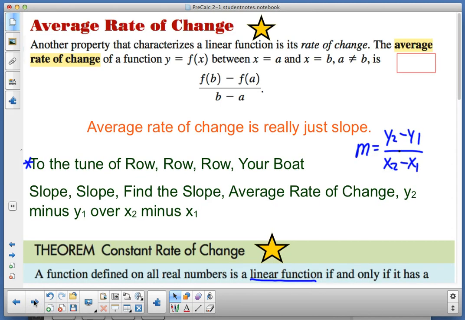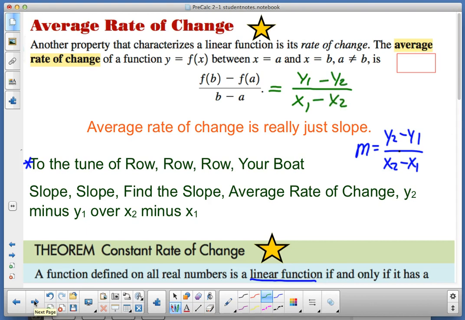Now, average rate of change. It's slope, but here's the deal. Another property that characterizes a linear function is its rate of change. The average rate of change of the function y equals f of x between x equals a and x equals b. So remember, this is y1, x1. Remember, x goes in, y comes out. I don't know why I put in 2. It should have been 1. y2, x2. Okay, so I'm finding the change in y over the change in x. I'm just doing slope, okay?